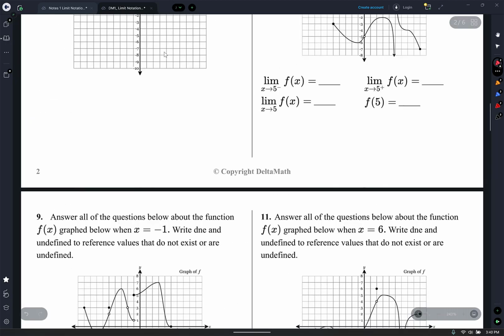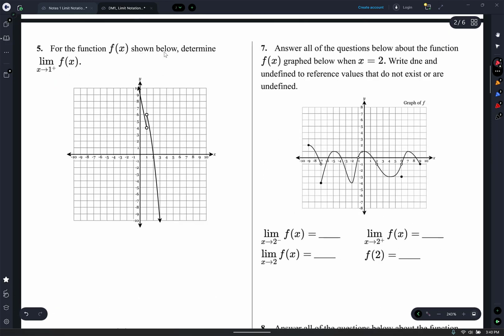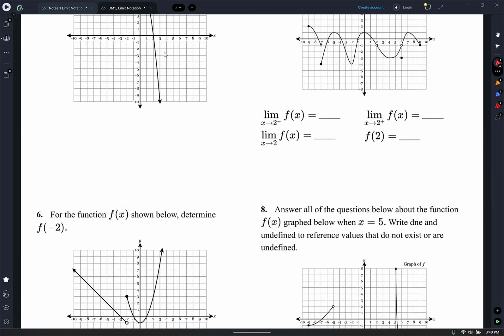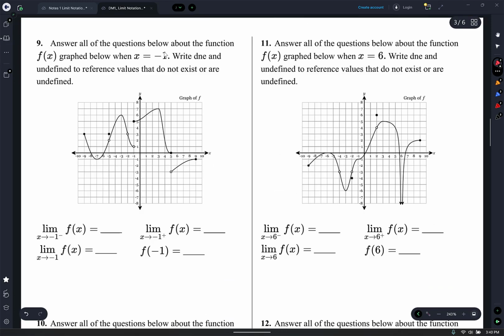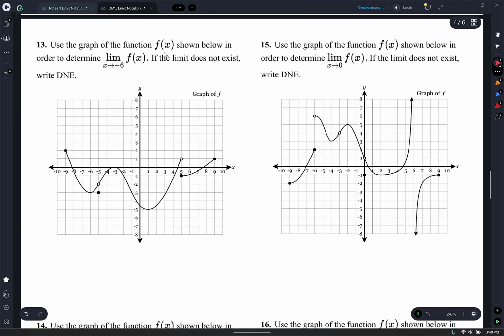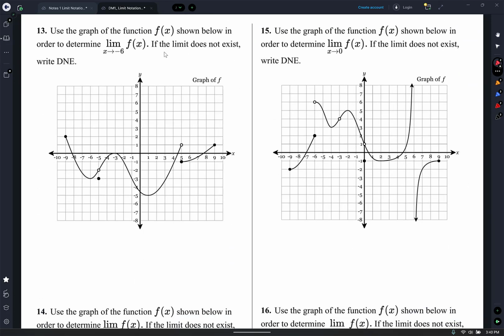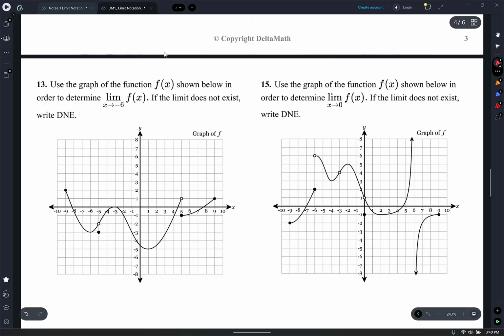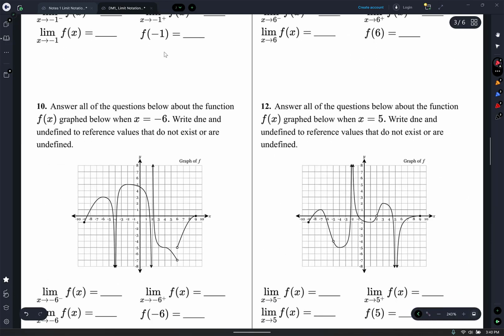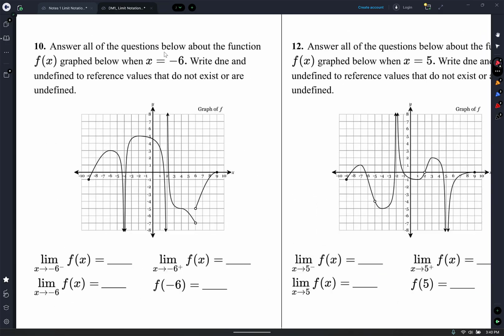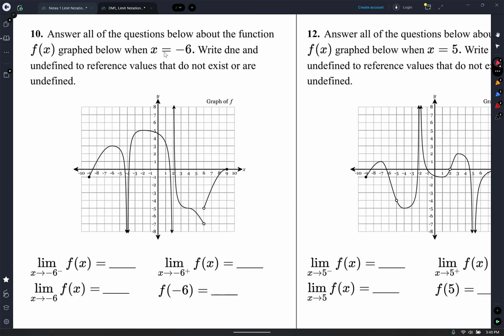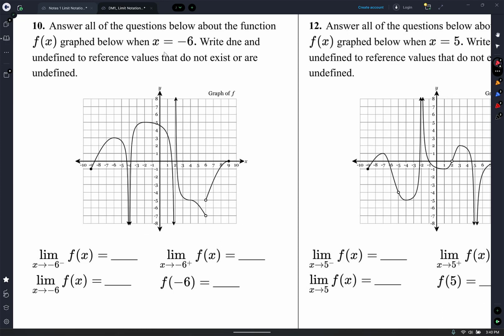All right, let's do one more. Look through the whole package. Look at one that looks interesting to you and tell me which one you want me to do. Number 10? Okay, everyone go to number 10. All right, number 10. And this will be the last one we do.